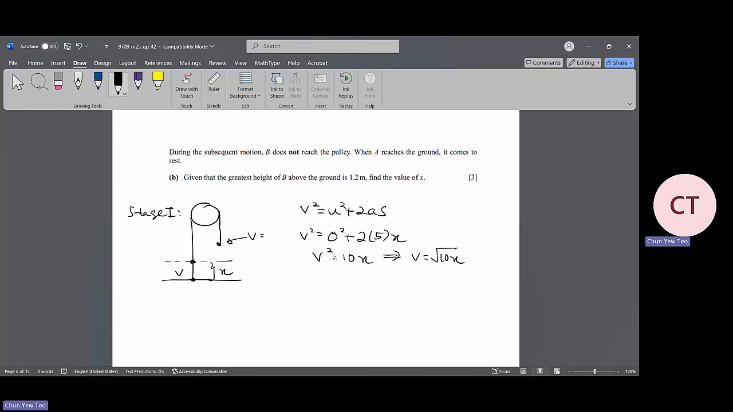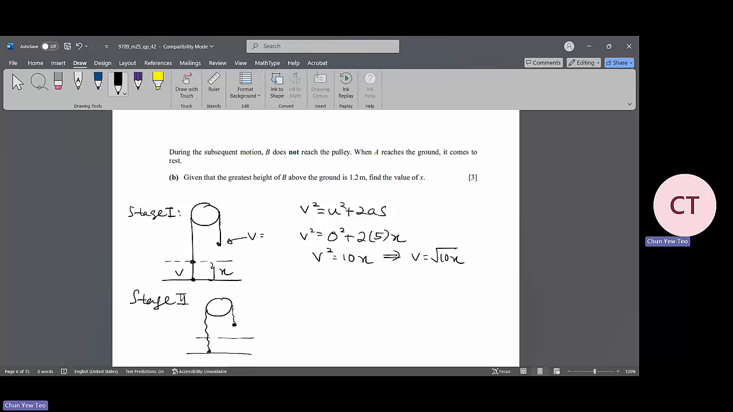Then the stage number 2. After A hits the ground, there's no more tension. The string becomes slack. Then B continues to move up depending on the gravitational force. So B continues to move up, and this one has no more tension.